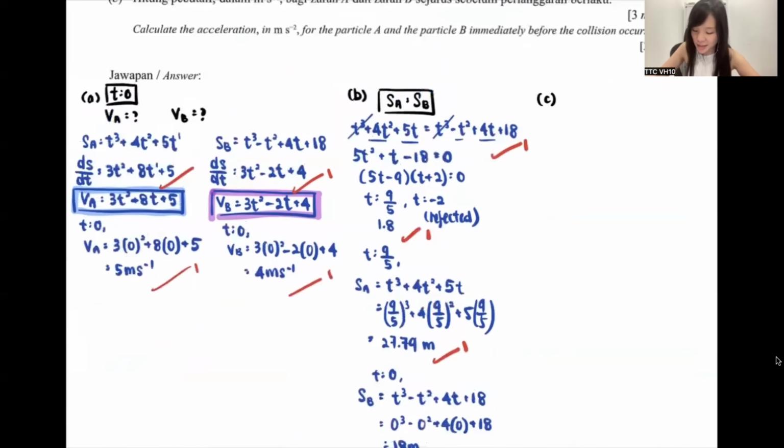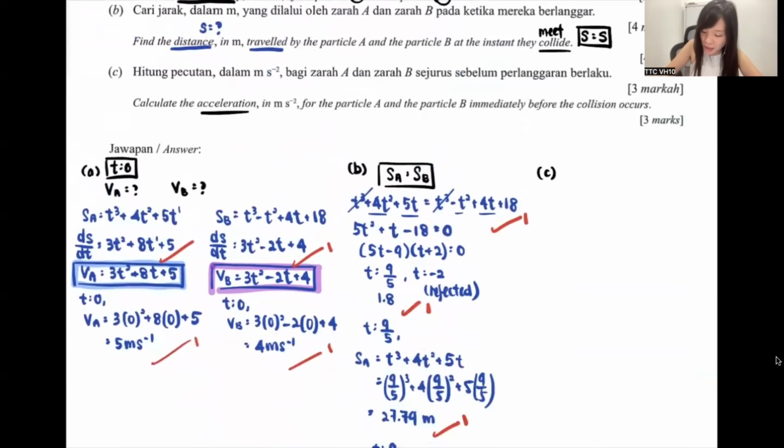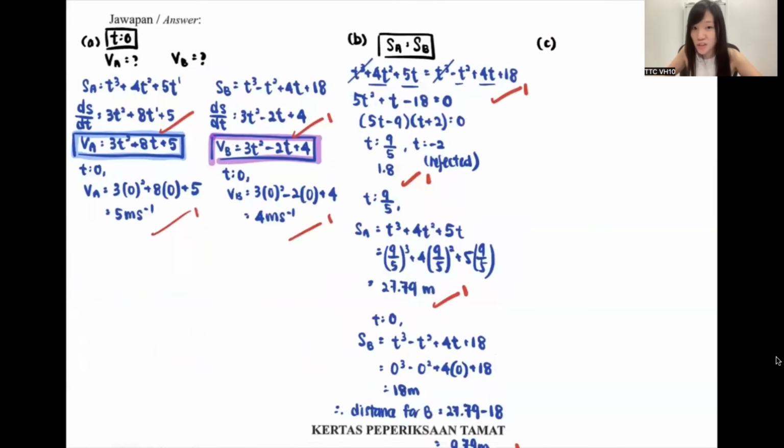C. C, they say what? They say calculate the acceleration of particle A and B immediately before the collision occurred. So when the collision occurred, when the timing is 1.8 seconds. So that means I just want to find the accelerations at 1.8 seconds, my dear. So how to find the acceleration? You're going to have the acceleration equation. So remember, SVA. You want to find A, find V first. So you guys already have V, the blue color one.